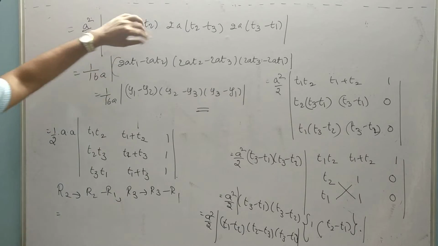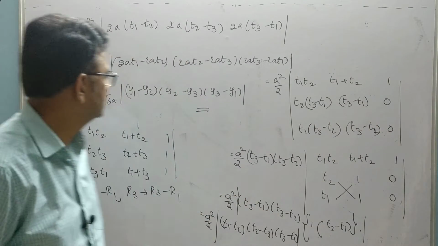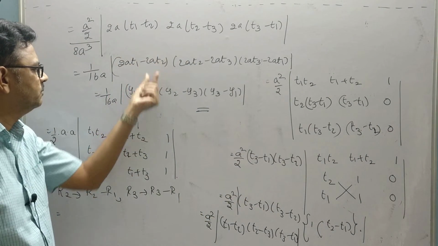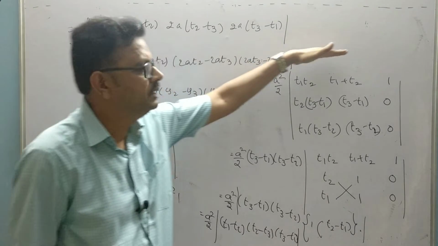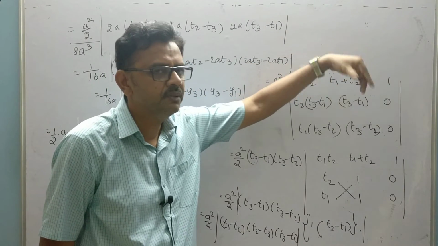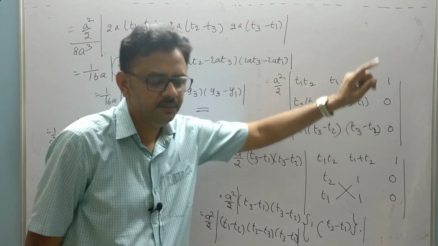What is y1? x1, y1 is at1 square, 2at1. So y1 is 2at1, y2 is 2at2. This is the area of the triangle formed by the tangents. The previous one is the area of the triangle inscribed in the parabola.